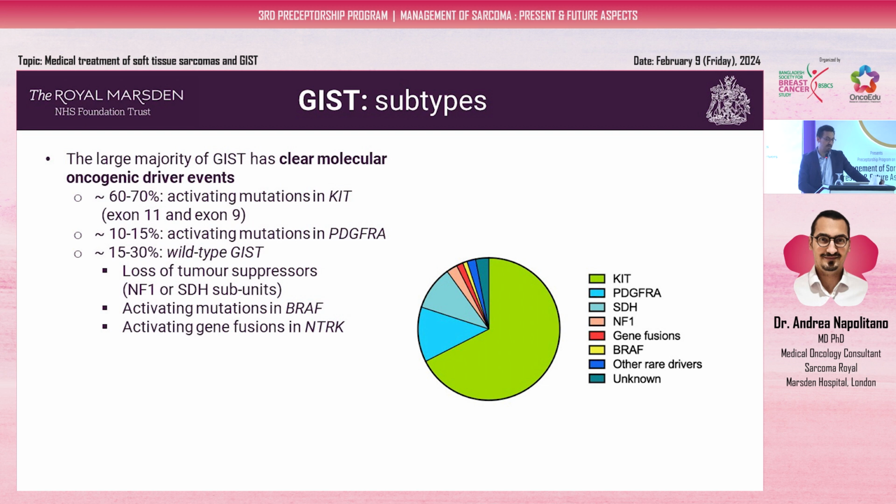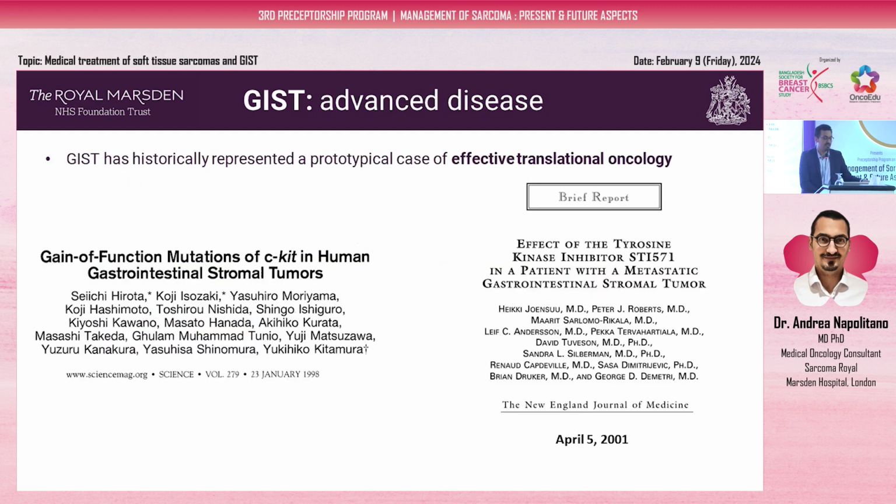And then we have the rest of the GIST, which were formerly known as wild-type GIST, but we now know they carry other specific mutations: loss of tumor suppressors like NF1 or SDH subunits, or activating mutations in BRAF and TRK. As I mentioned, GIST has been really a prototypical disease, not only for solid oncology and the use of targeted treatments, but also for what we call translational oncology.